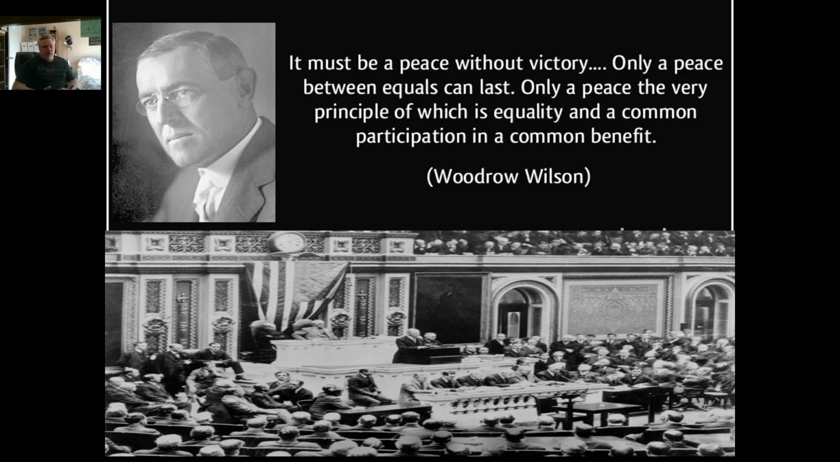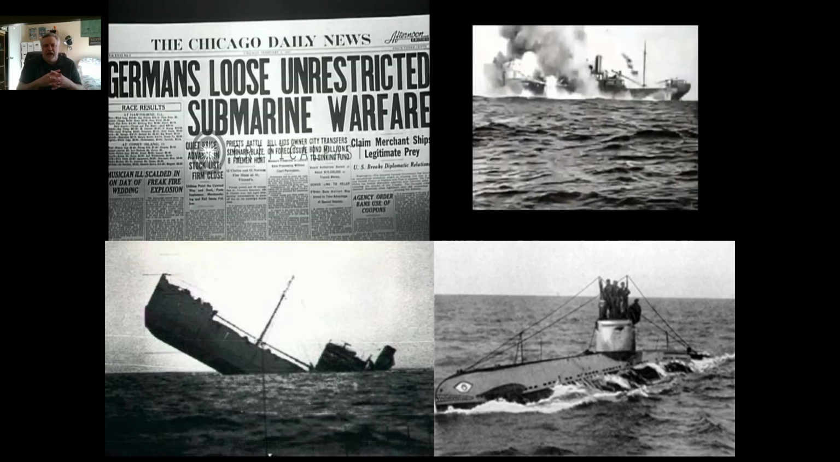Maybe it's a very good sentiment. Maybe to just stop fighting would have been the best thing, but that's just not human nature. We want to win, right? Plus, at this point, you've had thousands, millions of people killed, untold millions in property damage. At this point, it's become a war of hate. It's not just about politics anymore. It's about hate. You hate the guy on the other side. By this point, both sides are getting close to exhaustion.